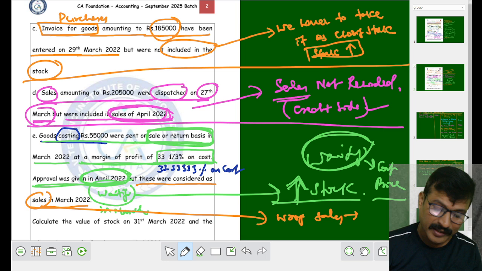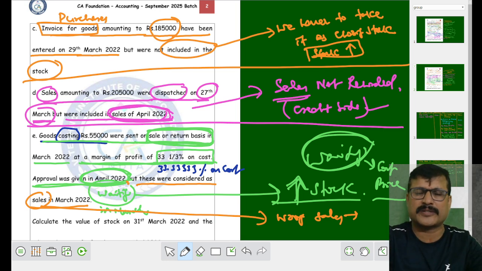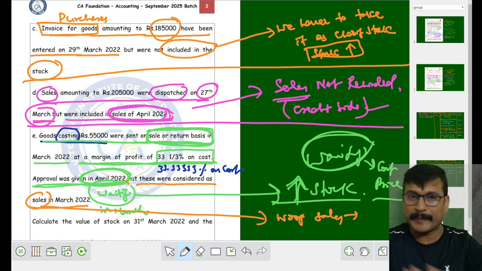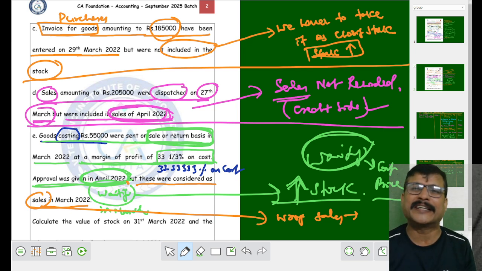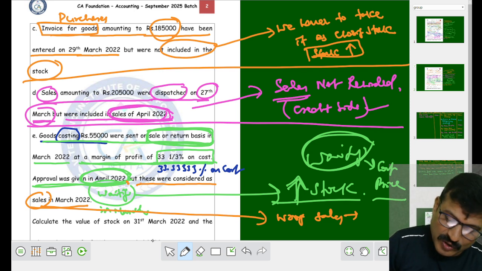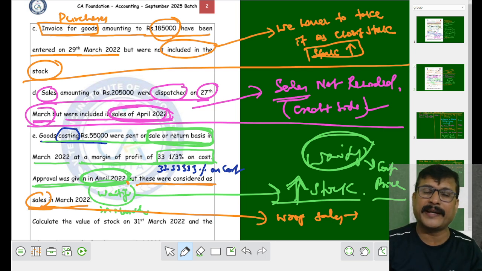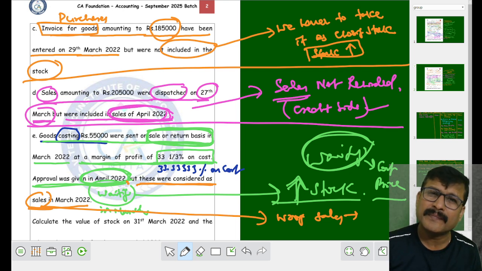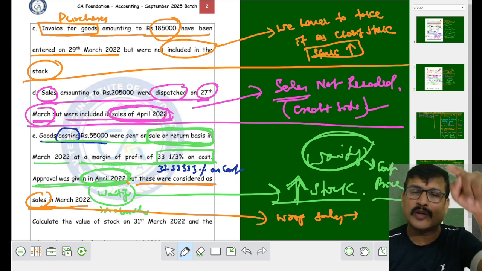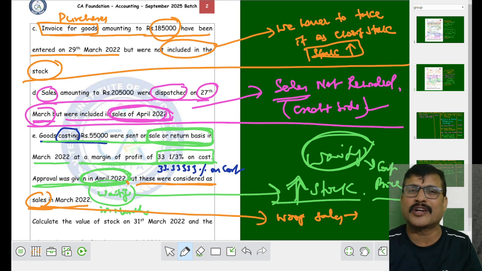Unfortunately, my dear student, fortunately, if the question ends here only, our matter is finished. This completes your matter problem. But still the question paper setter is giving trouble to the student. How? These goods were considered as sales in March. Why was it entered as sales in March, but the sale has not happened? It was approved only in April. In March the sale did not happen, but he has recorded it as a wrong sale.